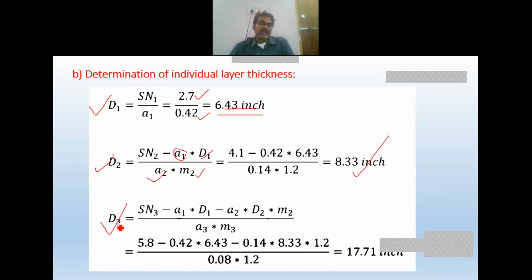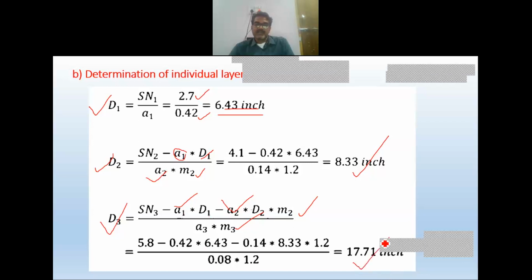Then coming to the third layer, the subbase course thickness is equal to SN3 minus A1 D1, A2 D2 M2, divided by A3 and M3. Here A1, A2, A3 are layer coefficients, M2, M3 are drainage coefficients given in the problem, and D1, D2 are already calculated. SN3, the structural number 3, is calculated as 5.8. So from this expression, D3 is equal to 70.71.